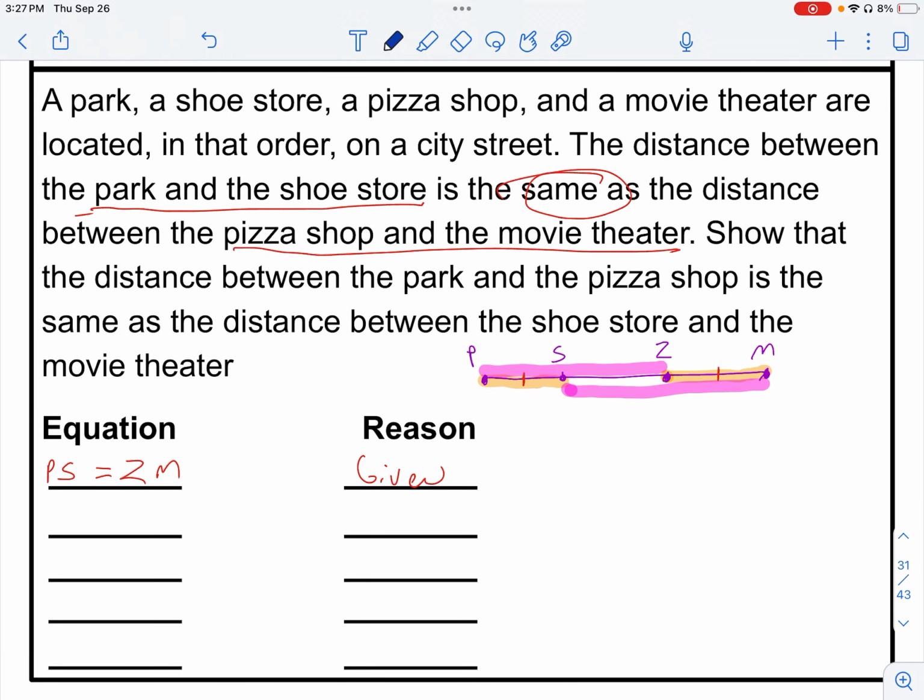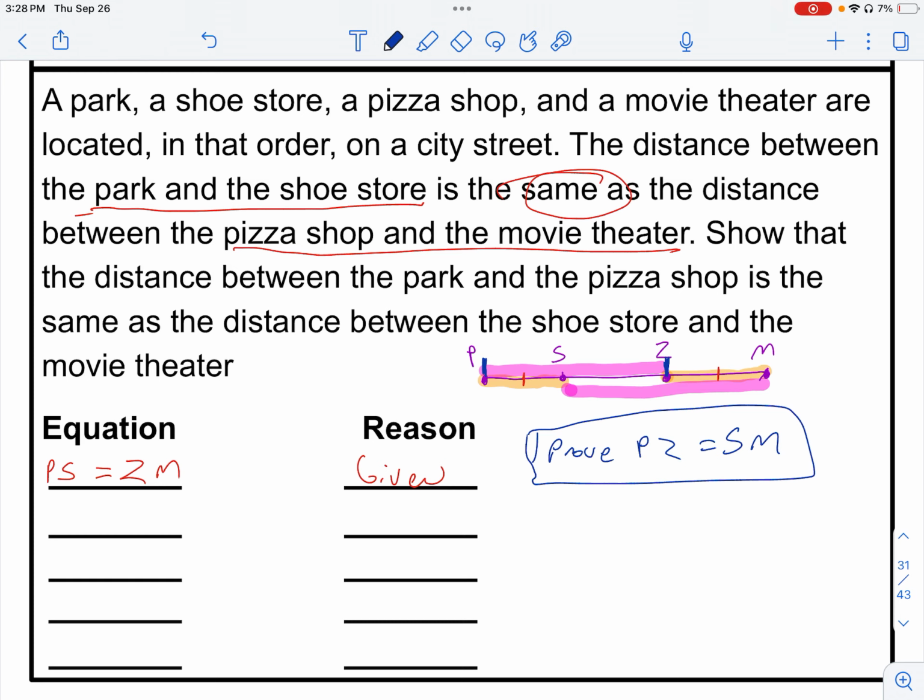Let's change to blue for this next one. All right, and we got to prove PZ equals SM. This is what we're going to try to get to. So we got to bring PZ and SM into our equation somehow. Well, let's see. We got PZ right here.